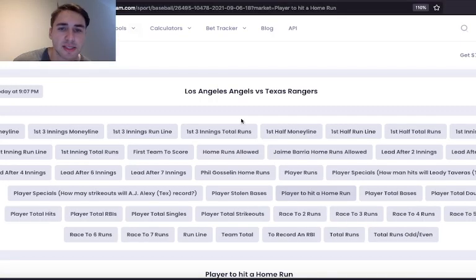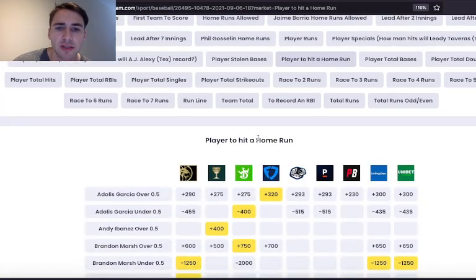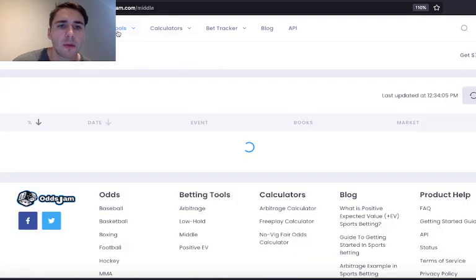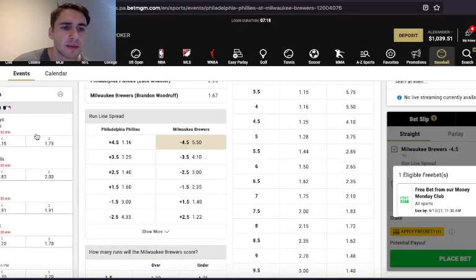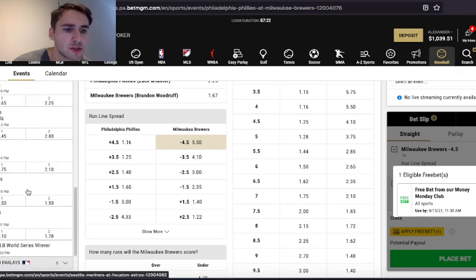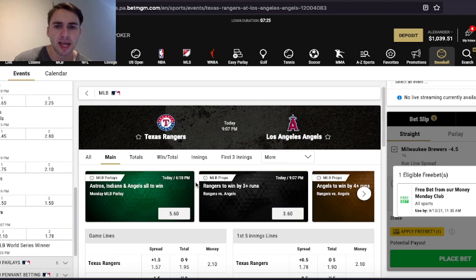So what game was this in? This is in the Rangers game. So player to hit a home run. So maybe that's something we want to bet. I'll go back and I'll try to find another one, but I think I'm fine with that. Good enough value. It's only a $10 free bet. Not too much to think about. So we can go to the Rangers game.